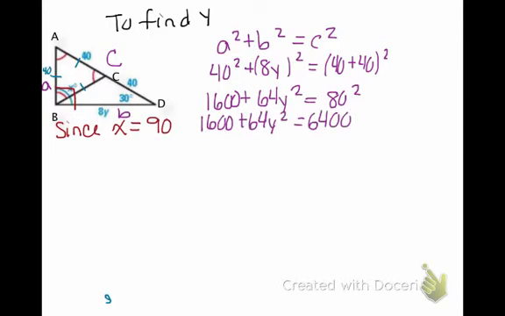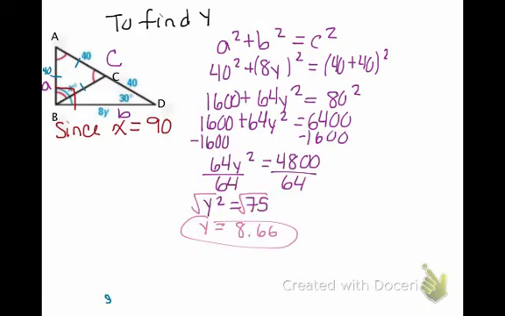Now our job is to get y by itself. So we subtract 1600 on both sides and get 64y squared equals 4800. In order to get y squared by itself, we divide by 64 on both sides. So we're left with y squared equals 75, and then the opposite of a square is to take the square root. So our last step is to take the square root of 75, and we get y equals 8.66.